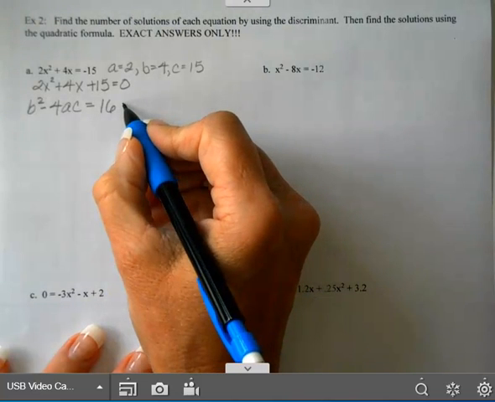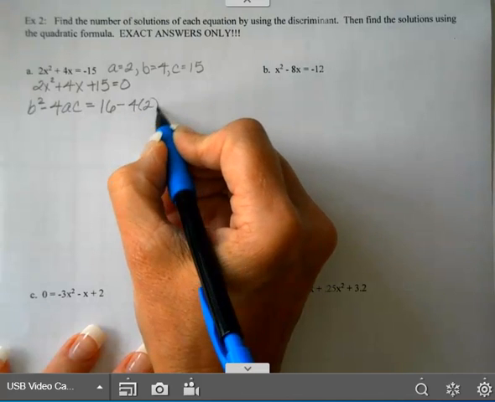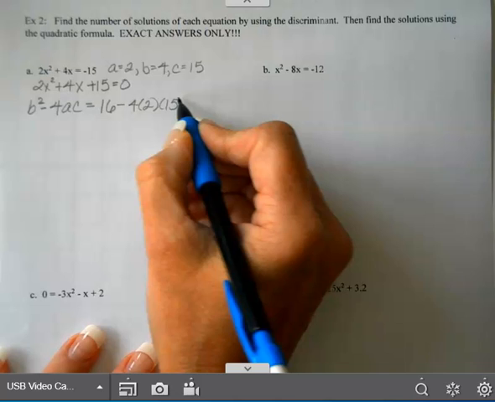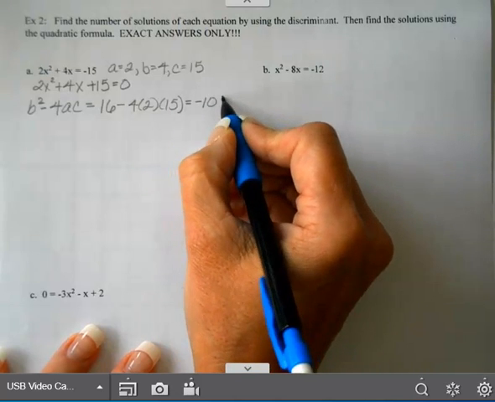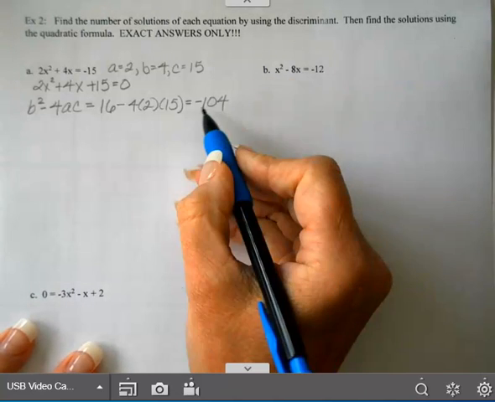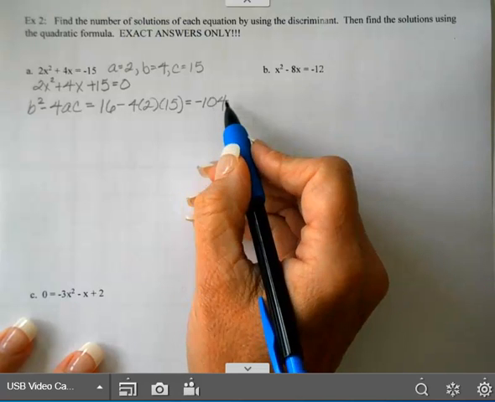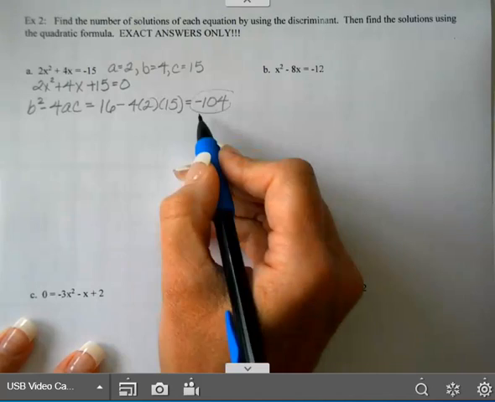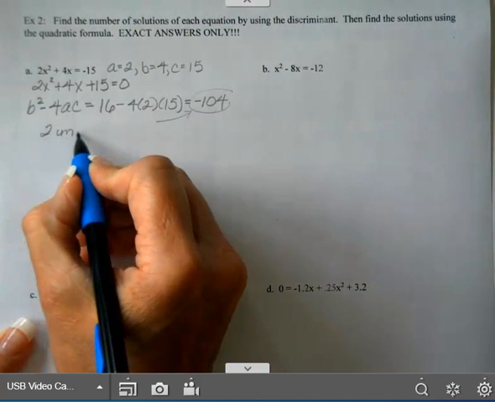So 4 squared is 16 minus 4 times a times c, and that gives me negative 104 when I simplify that. Because what's under the square root is negative, this means I'm going to have two imaginary solutions.